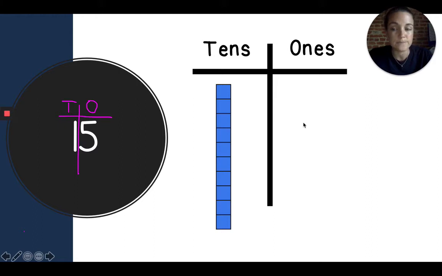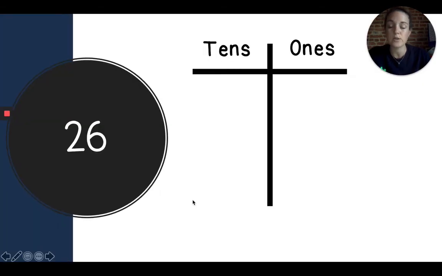So let's see. 1, 2, 3, 4, 5. This is showing me 15 using base 10 blocks. I have 10, 11, 12, 13, 14, 15. Okay, I did it. Let's take a look at another one.